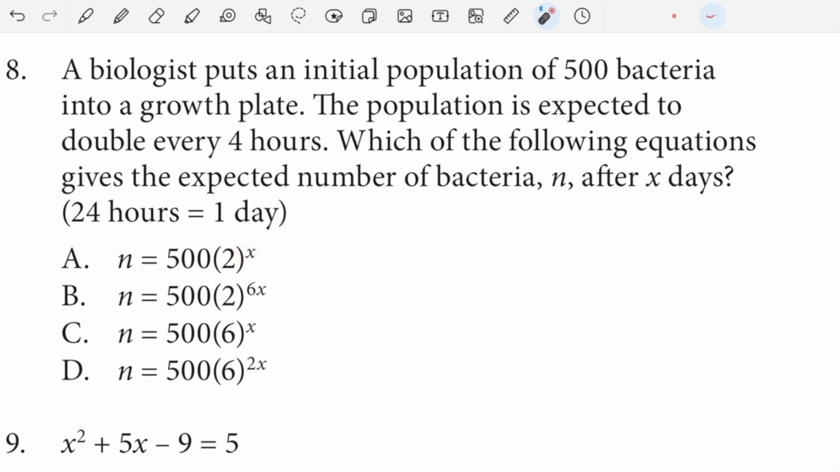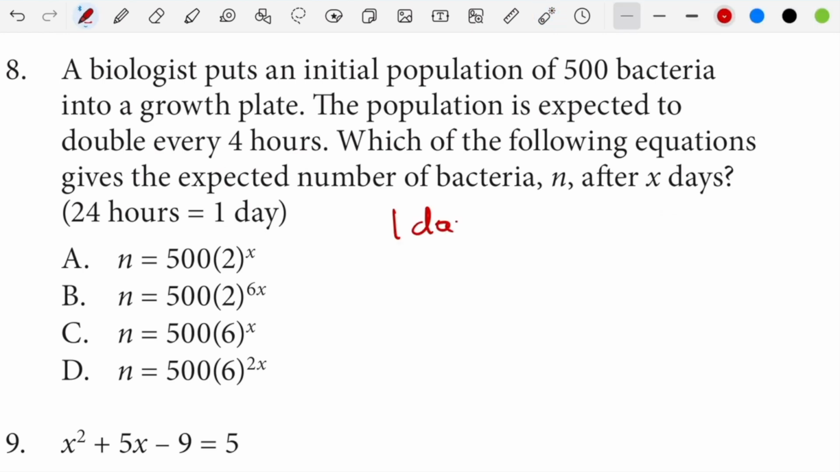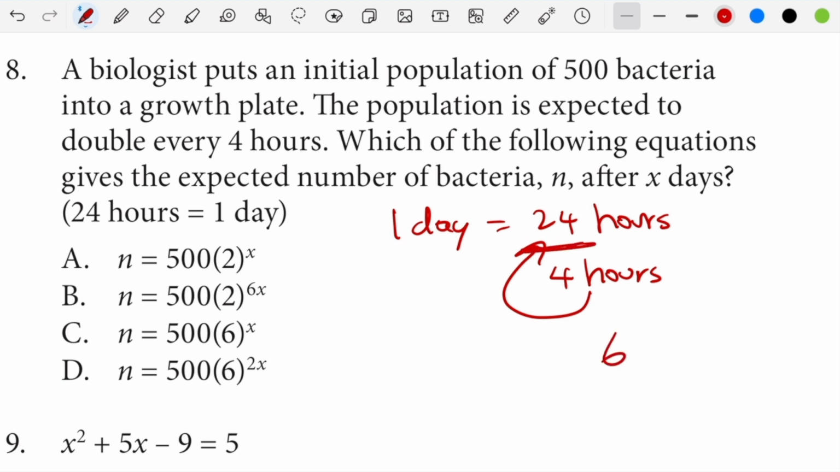All right. And one little trick here is the population is expected to double every 4 hours, and these x are in days. So guys, 1 day is 24 hours, but I need every 4 hours. So how many chunks of 4 hours are in 24 hours? That's right, 24 divided by 4 gives you 6. So there's 6 increments of 4 hours in 24 hours, which is 1 day.